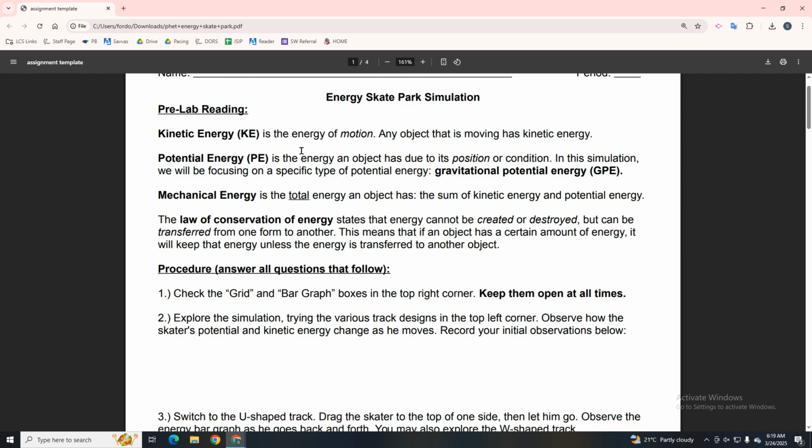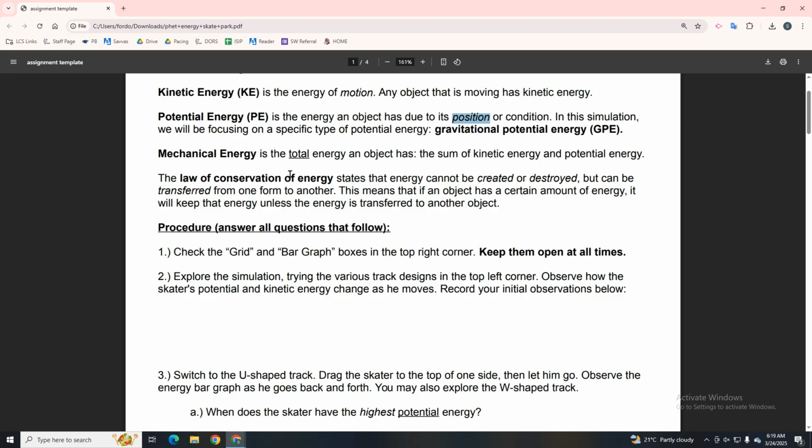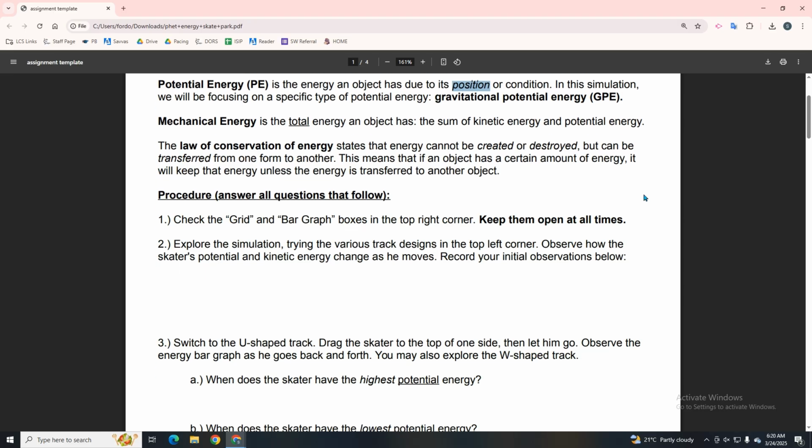In the pre-reading, it talks about kinetic energy being a type of energy of motion, while potential energy is with its position. So the higher it is, the more potential energy it has. Mechanical energy is the total energy of an object, or the sum of the kinetic and potential energy. The law of conservation of mass and energy, you'll hear that a lot even into high school, states that energy cannot be created nor destroyed, but it can be transferred from one thing to another. It means that if an object has a certain amount of energy, it will keep that energy unless the energy is transferred into another object.